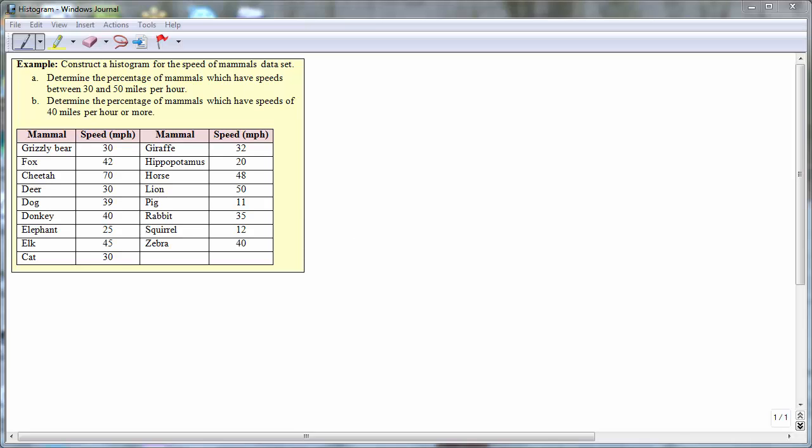In this video, we learn how to construct a histogram. In this example, we're going to create a histogram for the speeds of mammals dataset shown in the table below. The first step is to create a frequency table.